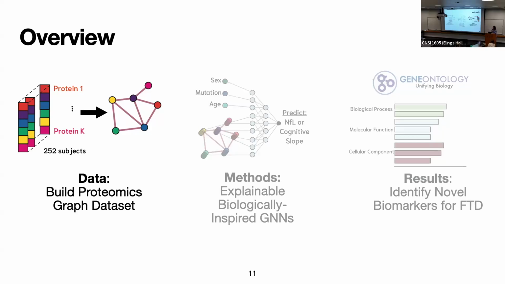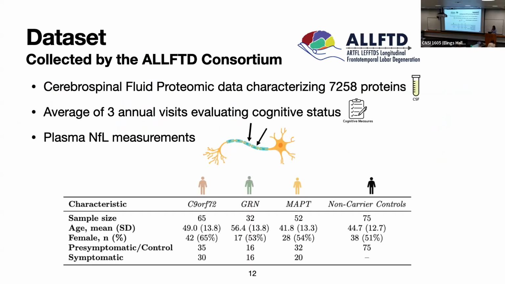So I'll start with formatting these graphs. So what data set do we have? The data set was collected by the All-FTD Consortium, which is a nationwide consortium. So thank you to them for allowing us to use this. It includes cerebral spinal fluid proteomic data characterizing 7,258 proteins. Within that, there's also an average of 3 annual visits evaluating cognitive status. So patients are seen by a neuropsychologist. And then we also have plasma NFL measurements.